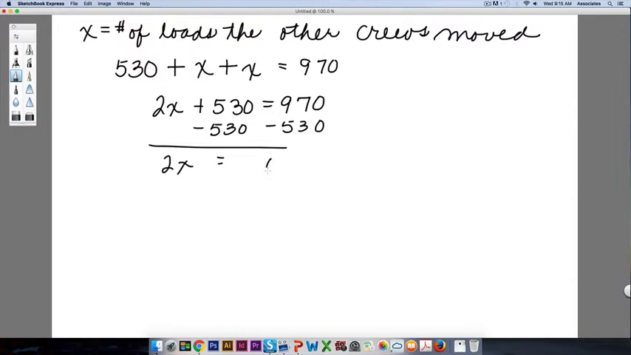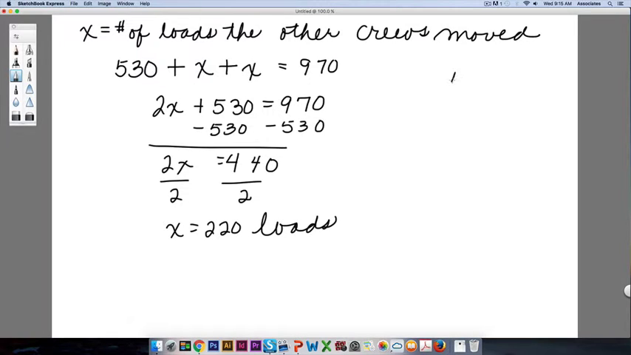0 take away 0 is 0. 7 take away 3 is 4. 9 take away 5 is 4. All right. Now, 2 times x, the inverse is dividing by 2. So x equals 220. And I'm going to label it loads.